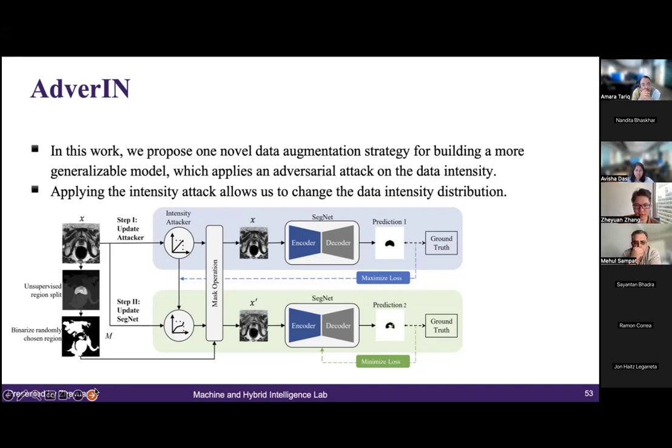So here we design something called the intensity attacker. In the first step, we calculate the influence of the model's reliance on different intensity distributions. As a second step, we maximize the segmentation loss, which means that we try to manipulate the original intensity in the most toxic or most harmful way. After this interpolation, you can generate different samples, and these generated samples will contain different intensity distributions, but will share exactly the same shape structures.